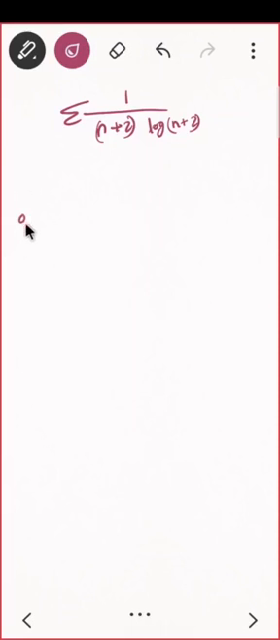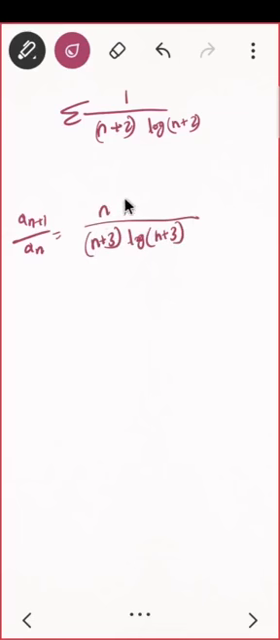What will come in the ratio test? That is a_(n+1) upon a_n, which we have to find out. So a_(n+1) would be 1 upon (n plus 3) into log of (n plus 3), correct? And that is divided by a_n, that is n into log n. So you will see that its limit will be 1. And the ratio test says that if the limit is 1, then there is no conclusion. Do you agree? So this also did not work for me. This is also not helpful to me.